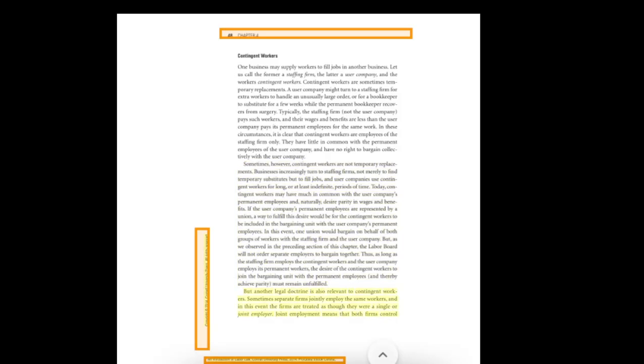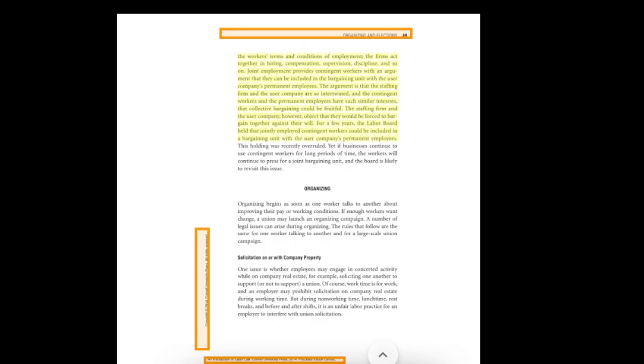But another legal doctrine is also relevant to contingent workers. Sometimes separate firms jointly employ the same workers, and in this event the firms are treated as though they were a single or joint employer. Joint employment means that both firms control the workers' terms and conditions of employment. The firms act together in hiring, compensation, supervision, discipline, and so on. Joint employment provides contingent workers with an argument that they can be included in the bargaining unit with the user company's permanent employees. The argument is that the staffing firm and the user company are so intertwined, and the contingent workers and the permanent employees have such similar interests, that collective bargaining could be fruitful.